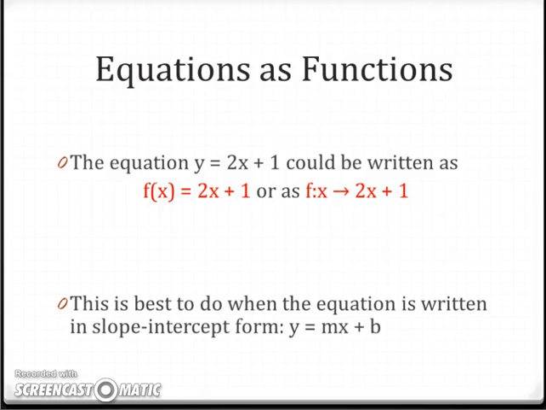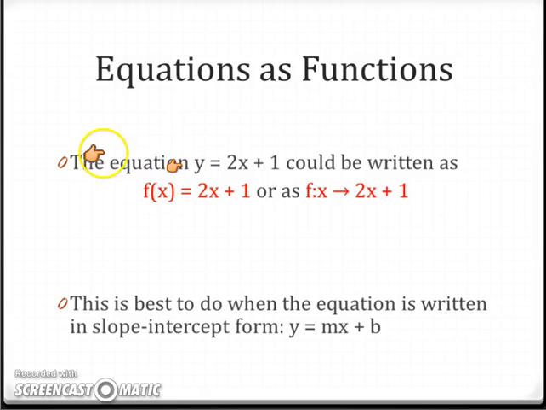The form that is shown here is actually slope-intercept form, where we can see that y is by itself. We can see that the slope of this equation is 2, and it's crossing our y-axis at a positive 1. So the equation is y equals 2x plus 1.